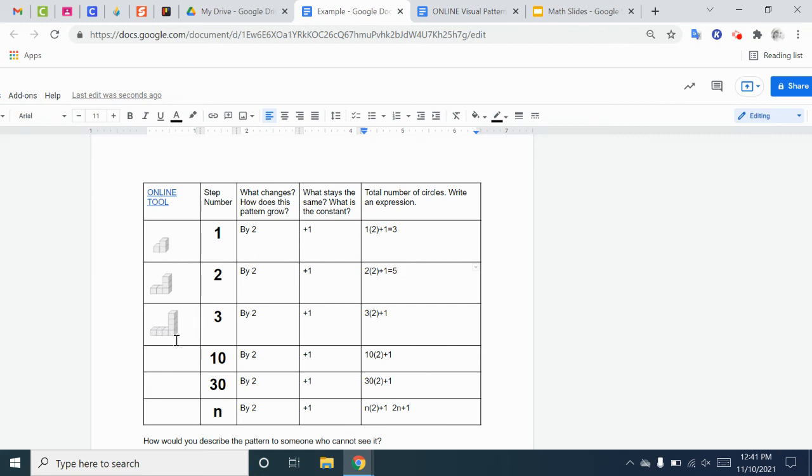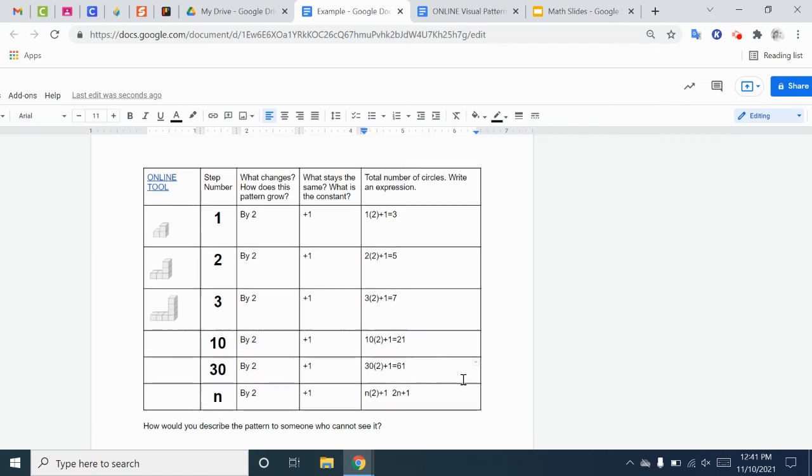1, 2, 3, 4, 5, 6, 7. So it looks good. 10 times 2 is 20. 20 plus 1 is 21. 30 times 2 is 60. 60 plus 1 is 61. So I've got my whole table filled in.